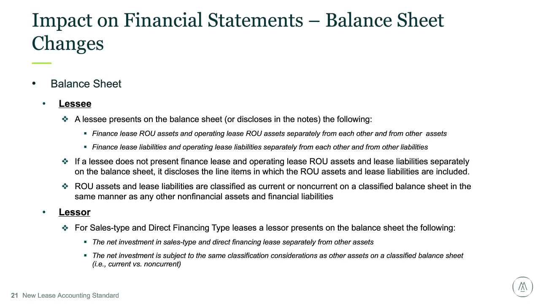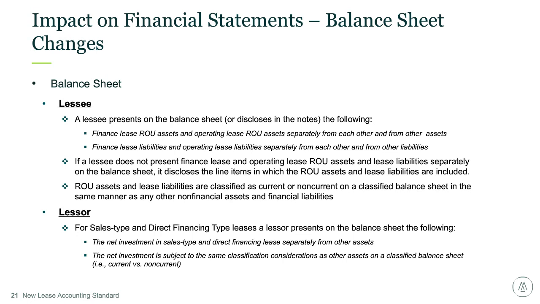So that being said, once a lessee has identified a lease, they will present both finance lease and operating lease right-of-use assets separately from each other and from other assets presented. Additionally, the same concept will be applied to both finance lease and operating lease liabilities, in that they will be presented separately from each other and from the other liabilities presented. If a lessee does not present its finance and operating lease right-of-use assets and lease liabilities separately on the balance sheet, then they must actually disclose line items in which the assets and lease liabilities are included. And similar to any other non-financial assets and financial liabilities, right-of-use assets and lease liabilities are classified as either current or non-current on the classified balance sheet.